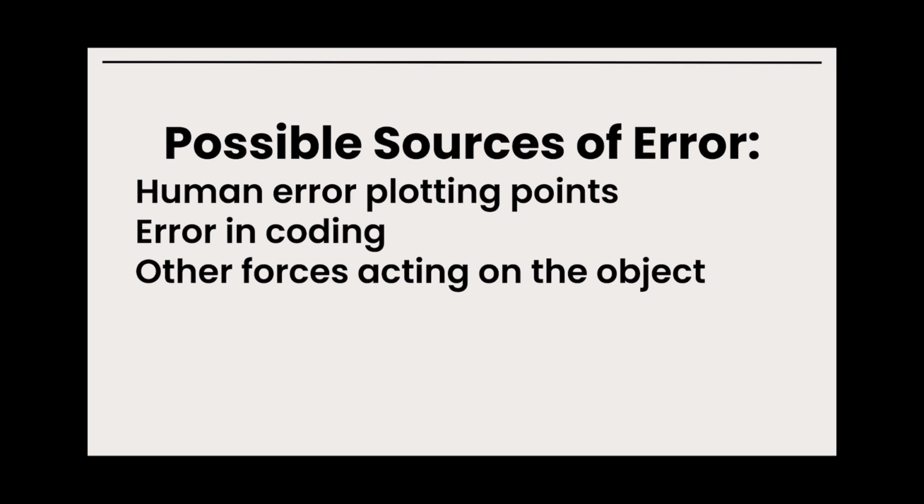Possible sources of error for this experiment are human error in plotting the points, errors in coding, and not accounting for other forces acting on the object that would affect how it's moving.